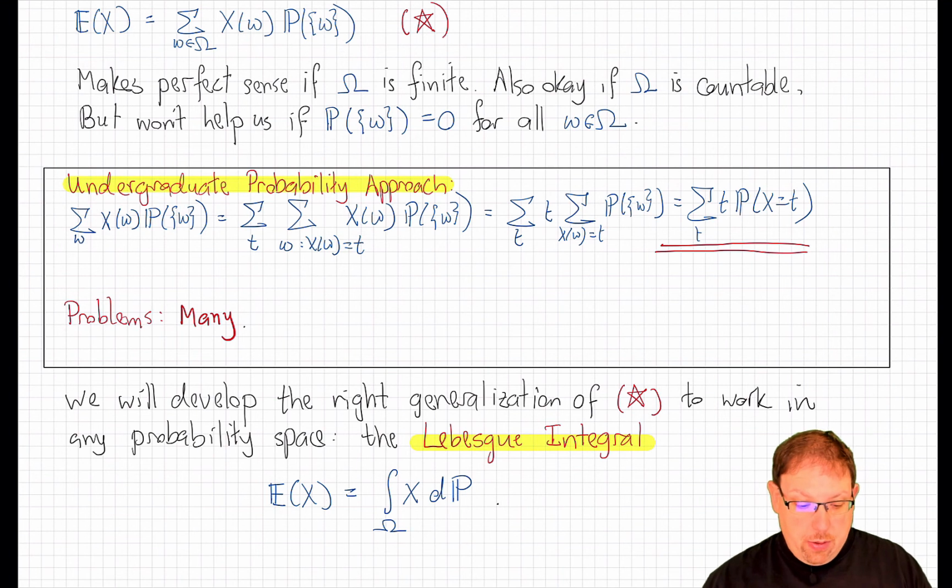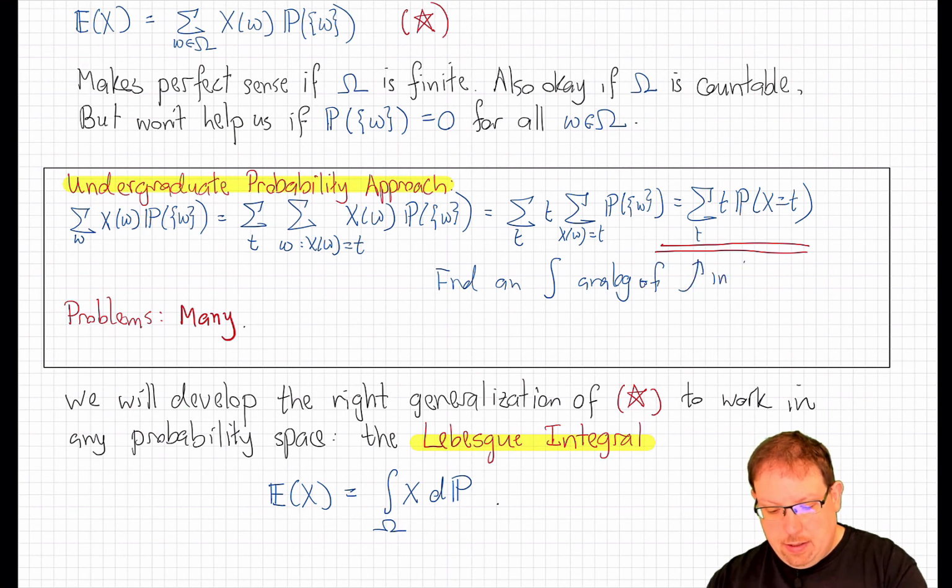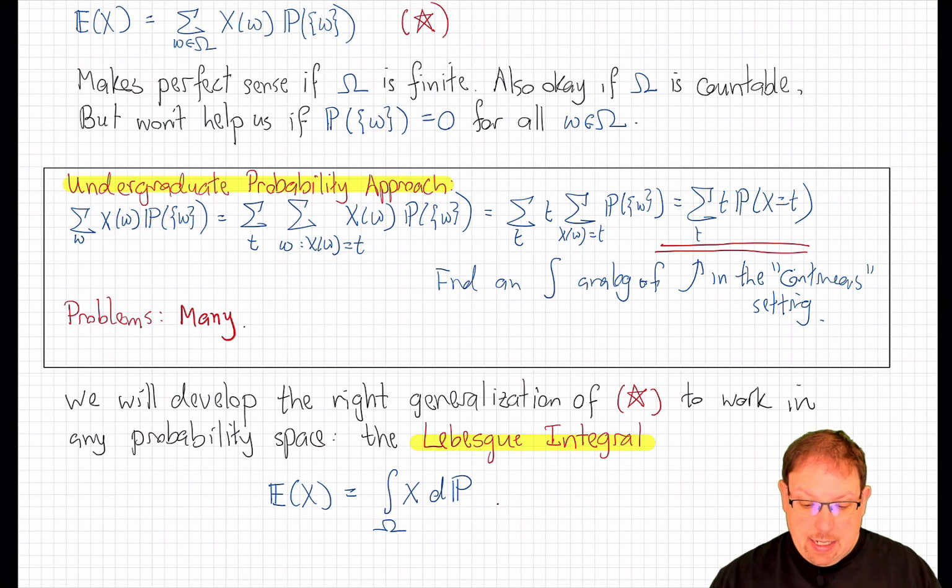Now in undergraduate probability, what you do is to find an integral analog of this in the continuous setting. But one needs some technicalities in order to even make sense of that. And this approach, even when it works, which is not all the time, as we'll see, there are many problems.